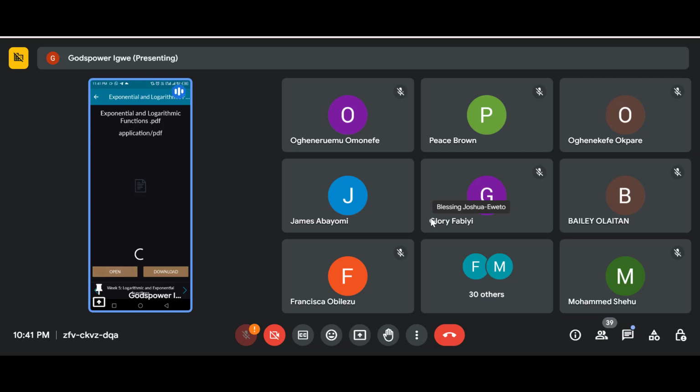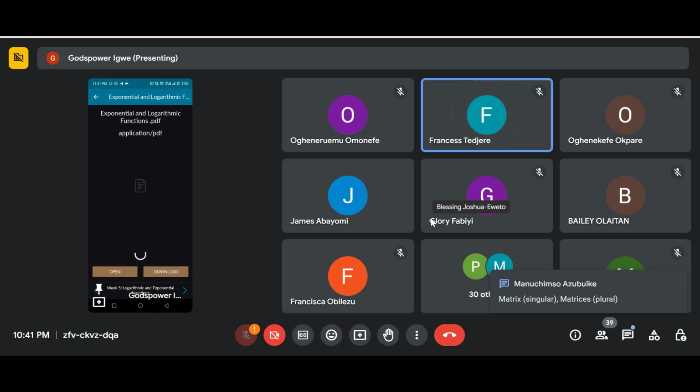I'm going to be solving one or two questions, then I will run and leave them. We'll go and touch every other thing, so that by 12 we can go. Is that okay with us? Yes.